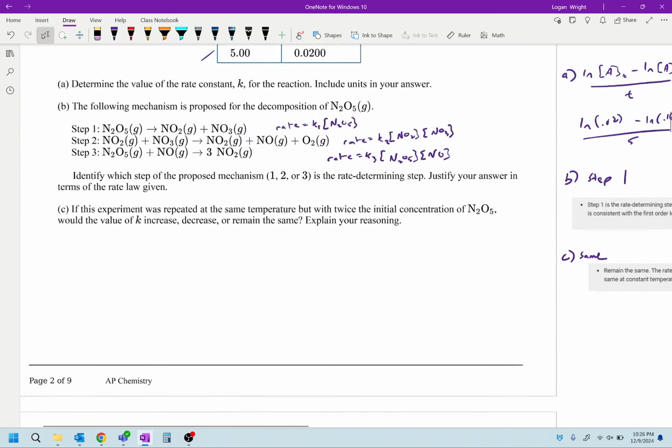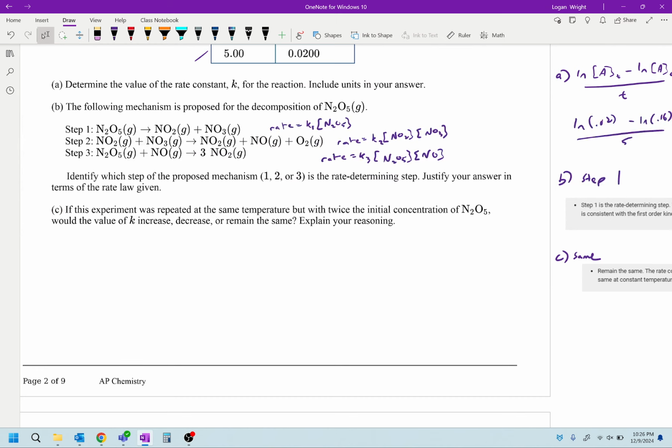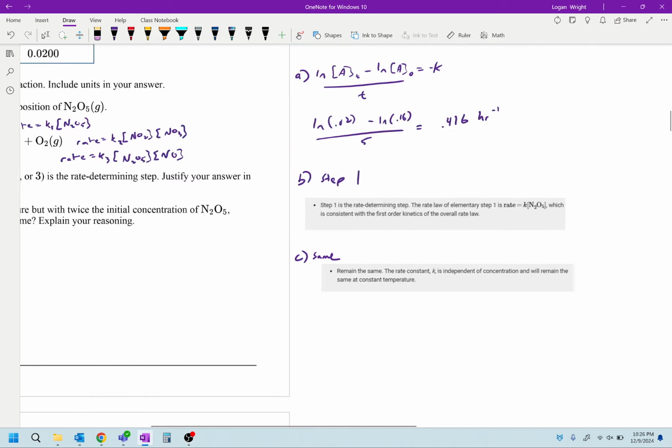For part C, if the experiment was repeated at the same temperature but with twice the initial concentration, would the value of k increase, decrease, or remain the same? Explain your reasoning. Well, considering that rate equals k times the concentration, if I increase this, that will affect the rate, but it won't affect the k value. Remember, outside of weird nuclear reactions, the only thing that's going to affect your k value is temperature. We are not messing with the temperature, so it will be the same.